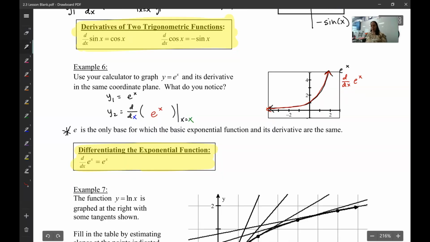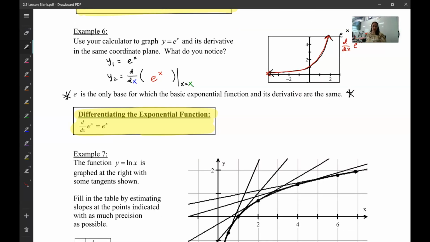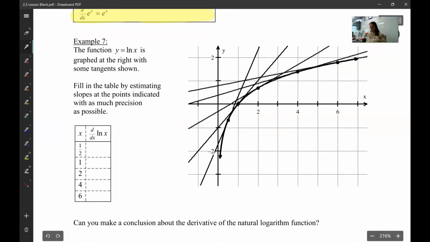E is the only base for which, excuse me, the basic function and its derivative are the same. If you have a different base, it's not just the same. There are extra rules you have, but we'll get to those on a different day. So for now, just know that the derivative of e to the x is e to the x. Now let's talk about the derivative of ln of x.